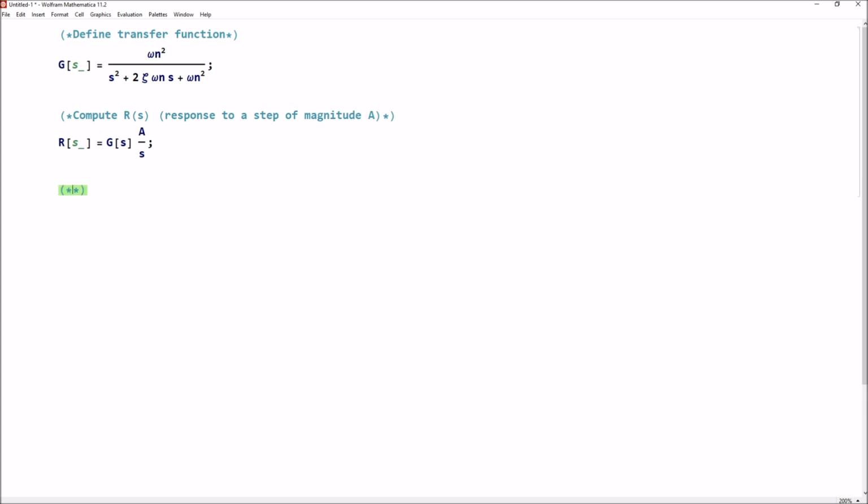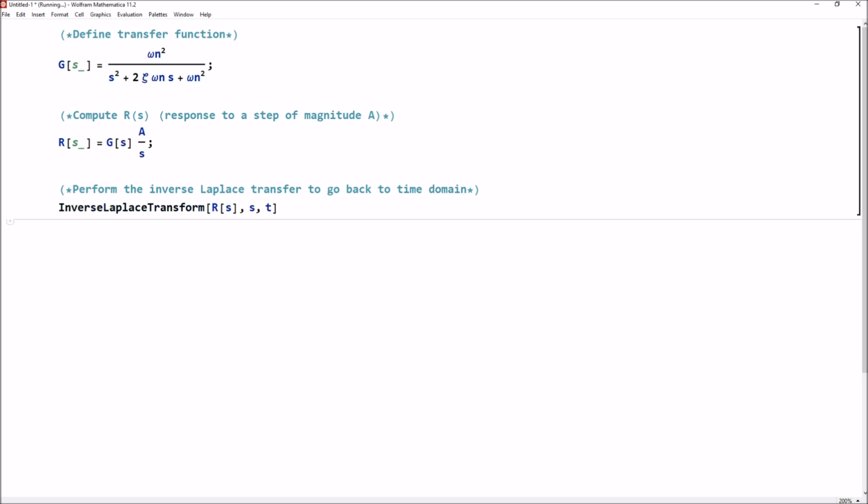And then lastly, what we need to do here is perform the inverse Laplace transform to go back to the time domain, right? So we just need to go inverse Laplace. Come on, I'm not getting the tab complete. Okay. Inverse Laplace transform r of s, going from the s to the time domain. So there we go. Let's shift enter this and see what we end up with.